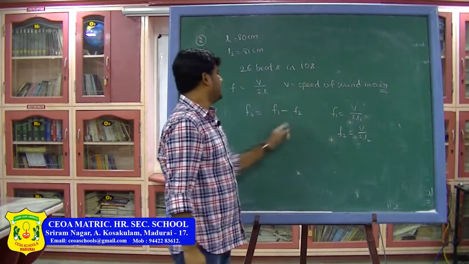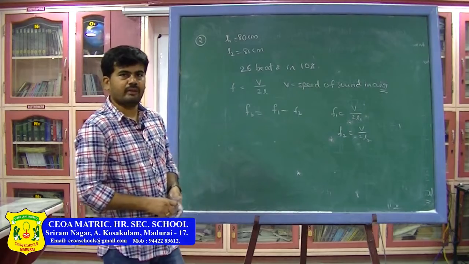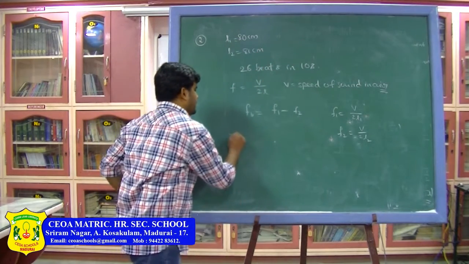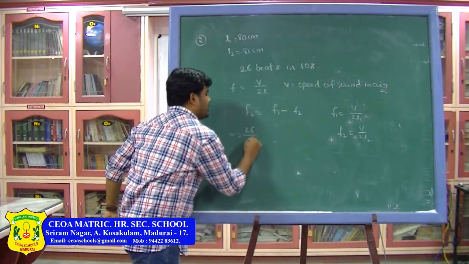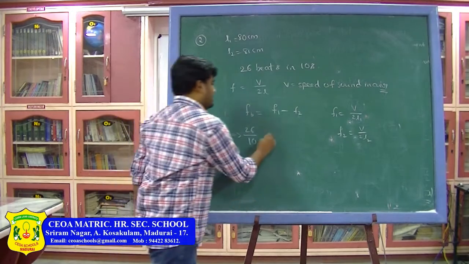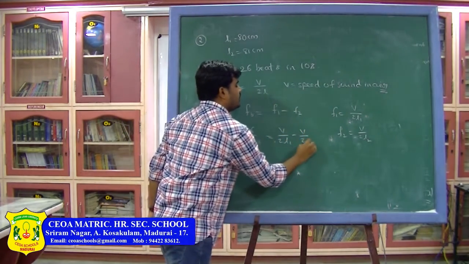Now, substituting the values of F1 and F2, we know that the beat frequency is nothing but the number of beats per second. There are 26 beats in 10 seconds. So, this FB can be written as the total number of beats divided by the total time. So, 26 by 10 is the beat frequency, which is equal to V by 2L1 minus V by 2L2.